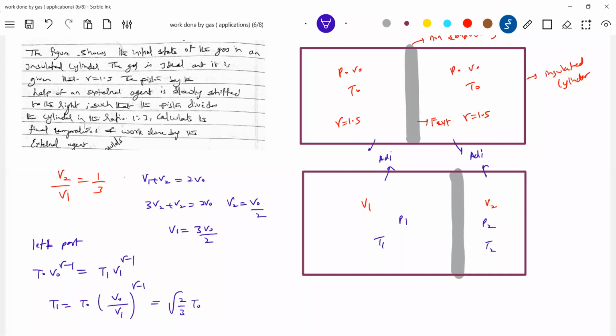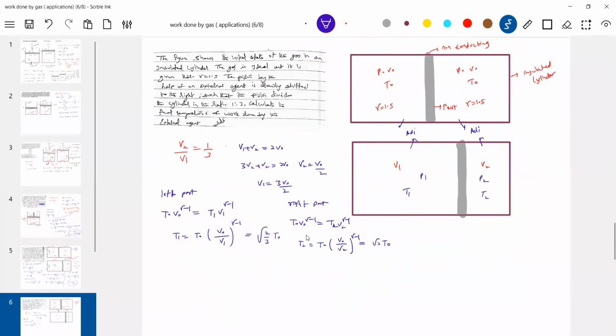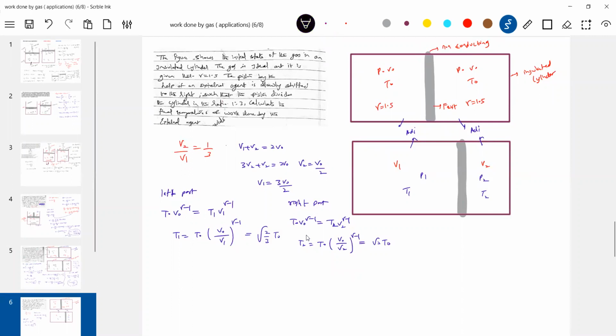Similarly, what is T2 in the right part? Root 2 T naught. Okay, now it's asking work done by external agent. Okay, fine. Adiabatic process, something I applied it. How to bring work done by external agent? What is the formula? Work done by external agent should be equal to plus delta U, no? So therefore this will be delta U1 plus delta U2.